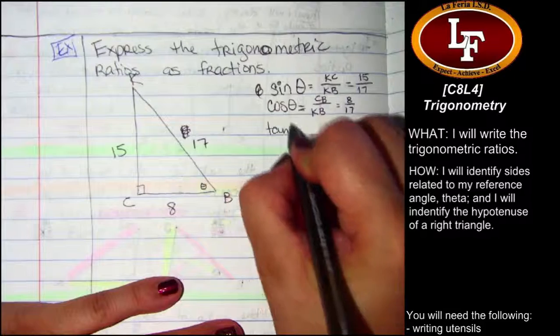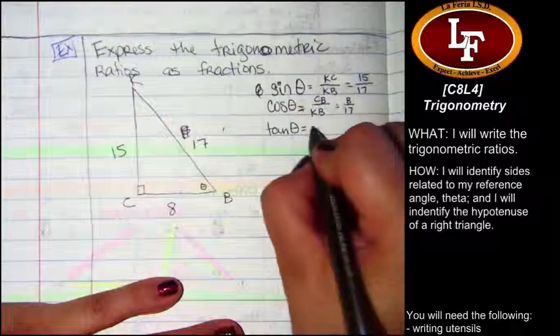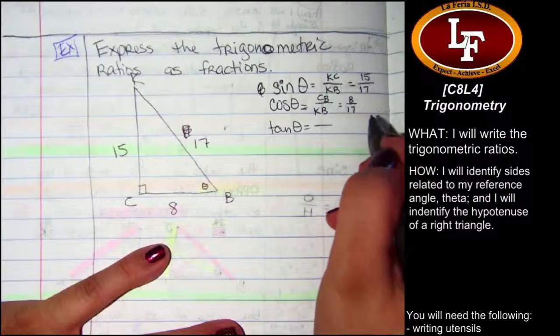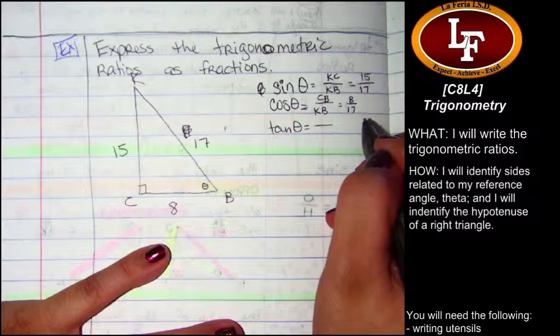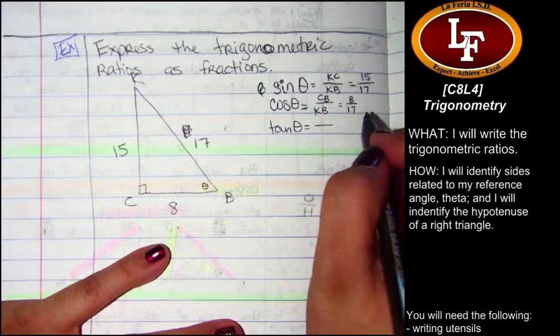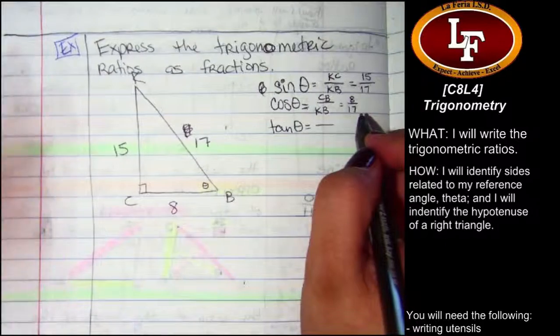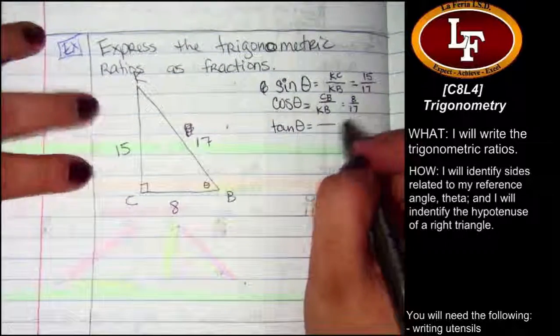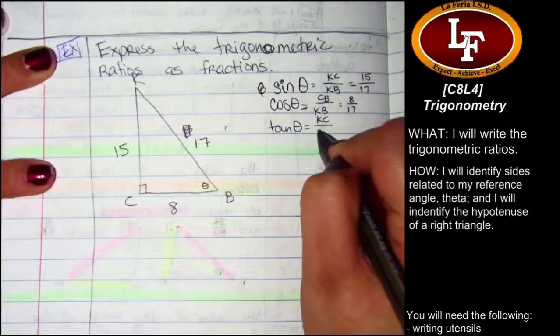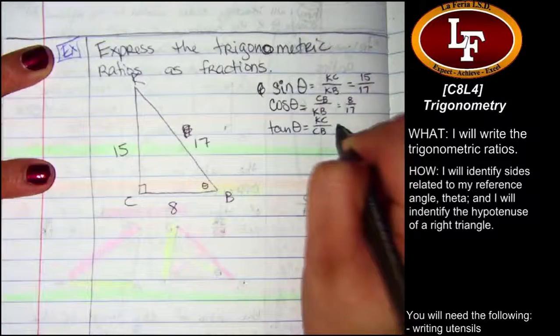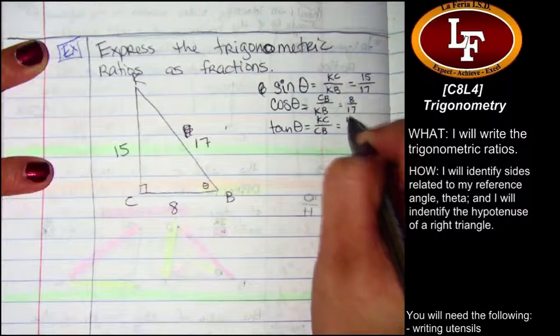The final trig ratio for this one is the tangent of theta. Do we have to do all of them? We're going to do all of them so you can see how to do them. Tangent is opposite over adjacent. AC and CB. Beautiful. Fill in the numbers. 15 and 8.